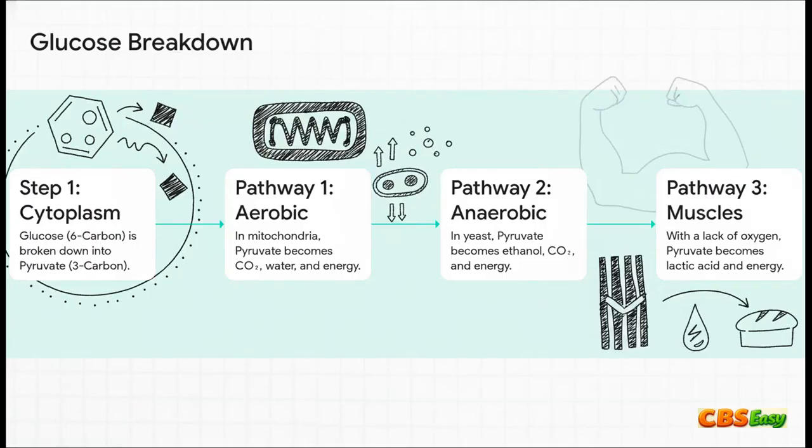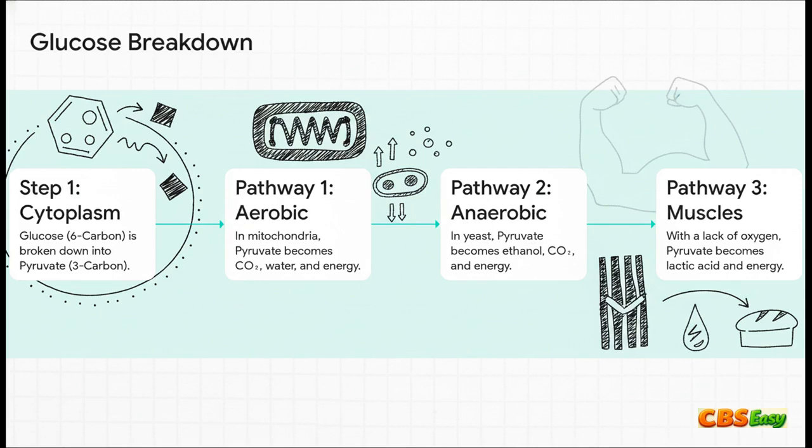Okay, the key here is to understand the three possible pathways, the three fates of glucose. But listen up, the first step is always the same. No matter what, in the cytoplasm, one big glucose molecule splits into two smaller pyruvate molecules. After that, it's all about oxygen. Pathway 1. If there's plenty of oxygen, that pyruvate goes into the mitochondria for aerobic respiration.